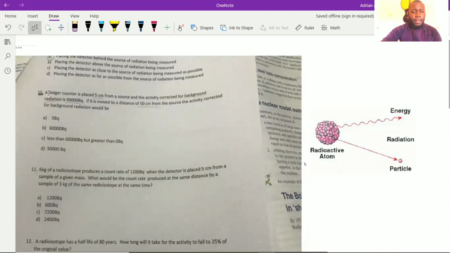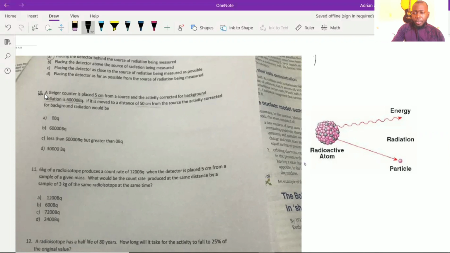I'll be approaching each one of them in detail. Let's begin. The first one reads, a Geiger counter is placed 5 centimeters from a source and the activity corrected for background radiation is 60,000 becquerel. If it is moved to a distance of 50 centimeters from the source, the activity corrected for background radiation would be, and they have the options right there.